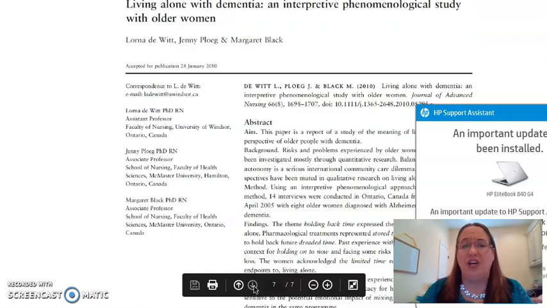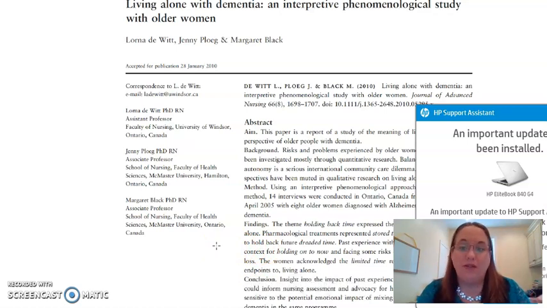The last one I chose was Living Alone with Dementia. This one's interpretive, so they not only described, but also dug deeper into the meanings. You can see on the slide that the theme of holding back time was very common. They talked about dreading the passage of time because they knew they were early onset and that at some point they were going to turn out like their friends they've seen who have gotten really bad, and they worried about the toll that would take on their families.